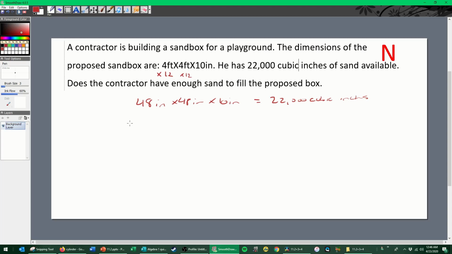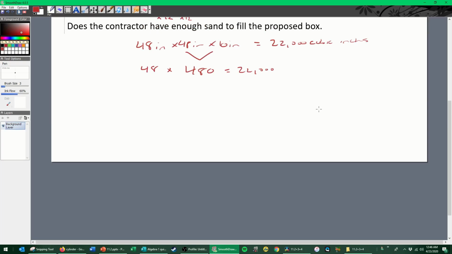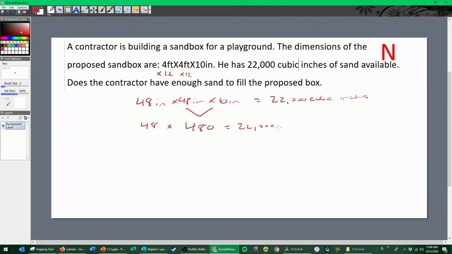So now that I have everything in order, I'm going to go ahead and multiply these two together to get 480. And then I'm going to do 48 times 480 on a calculator. And that's going to give me 23,040 inches cubed, right? Inches times inches times inches is inches cubed.